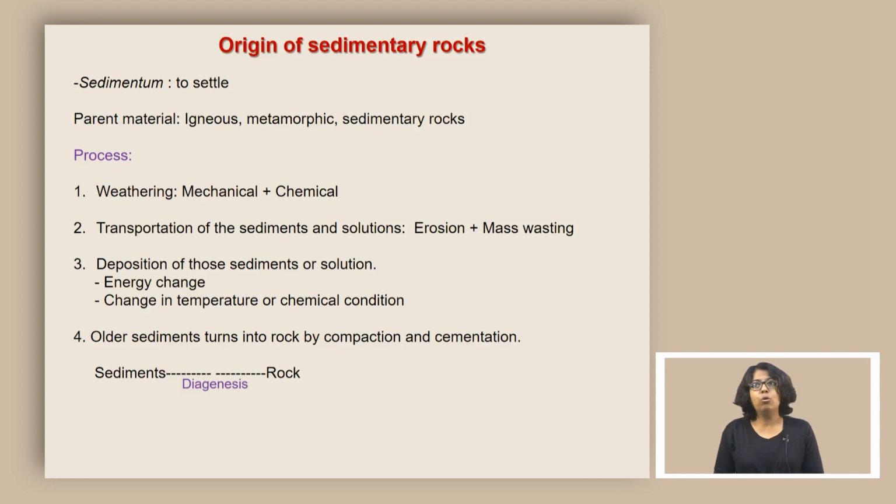It also will go through slightly higher temperature and pressure than what we can expect when the sediments are getting transported, but that temperature and pressure will not be as high as what we can expect in metamorphic rocks or igneous rocks. So, the general diagenesis temperature is never going to be more than 200 degrees centigrade. Anything beyond that will fall in the realm of metamorphism.